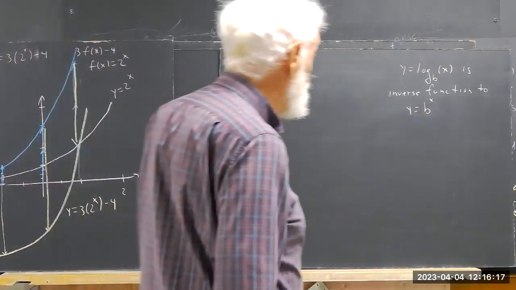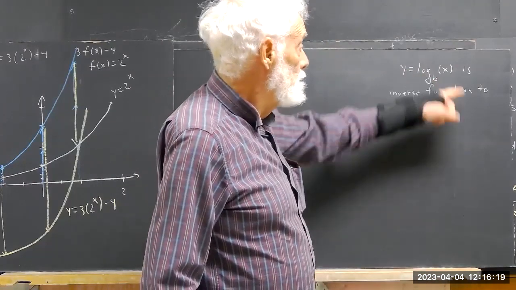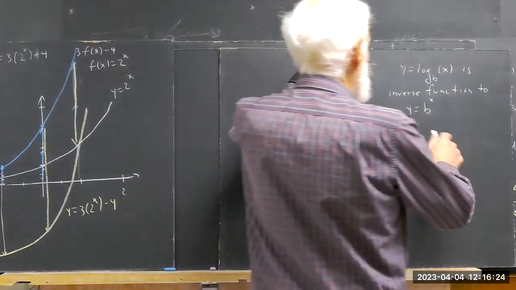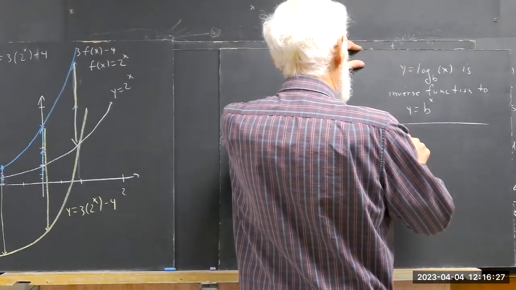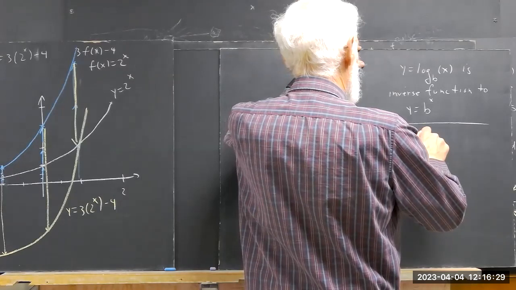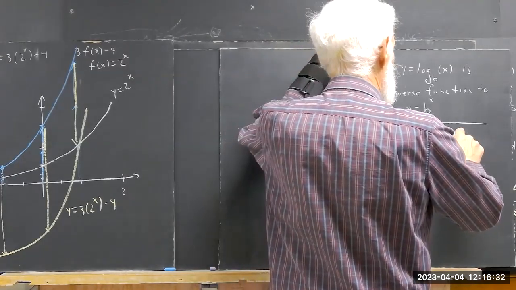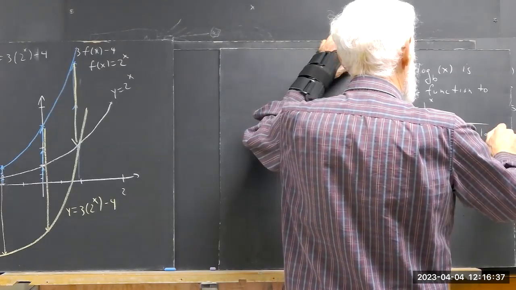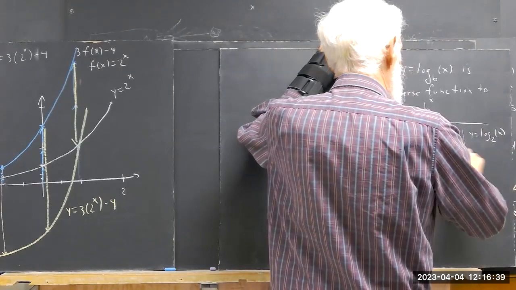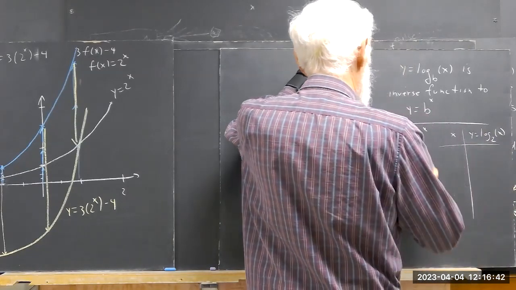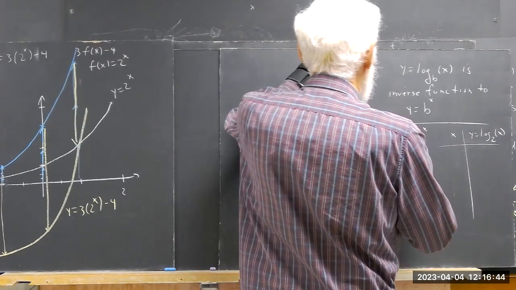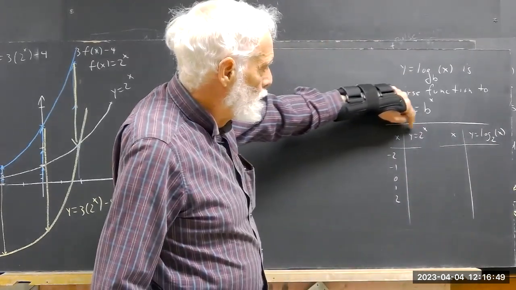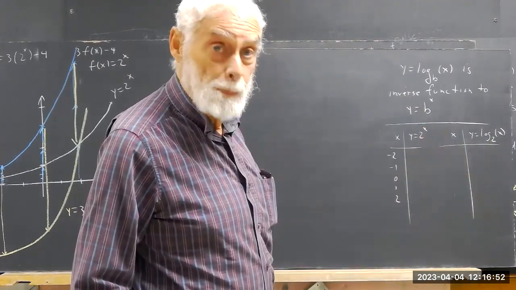Okay, talk a little bit about log functions. Log base b of x is the function inverse to y equals b to the x. So take a table for y equals 2 to the x, which everybody just did.